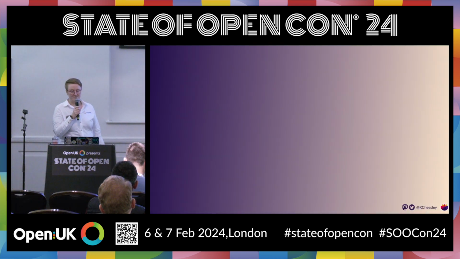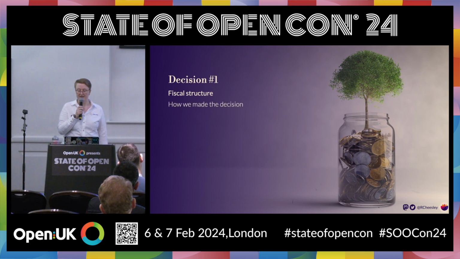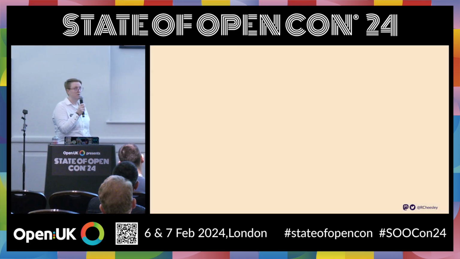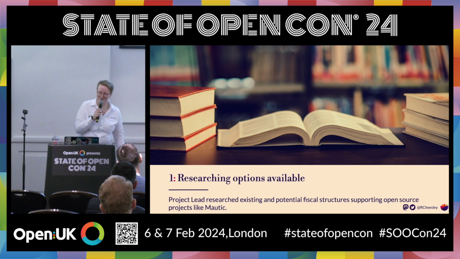The first thing we had to decide was the fiscal structure, because we were no longer going to be supported by one company. And there were several opportunities out there. How we made that decision involved, first of all, I was the only person who knew that this support was going to be withdrawn at this point. So I wanted to go away and research what the heck could we do? What are the options? What do we actually need as a project to continue functioning if we don't have that company providing the support they do currently? So lots of Googling, lots of phone calls, lots of snagging stuff from open source projects.